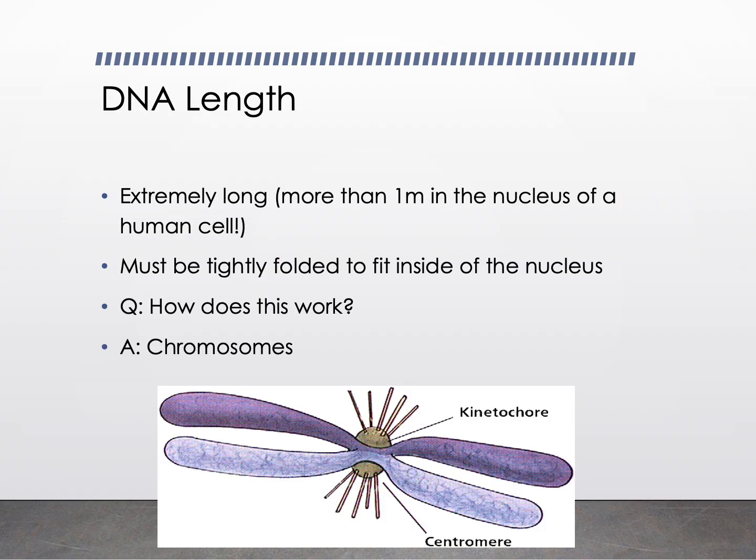When we look at the length of DNA, DNA is more than a meter in length, but it's still within the nucleus of a human cell. And so we wonder, how is that possible? Well, the DNA is going to coil and wrap around proteins tighter and tighter and tighter until it fits inside the nucleus. It's the chromatin and chromosomes that we actually find inside the nucleus, and we'll take a look at that.